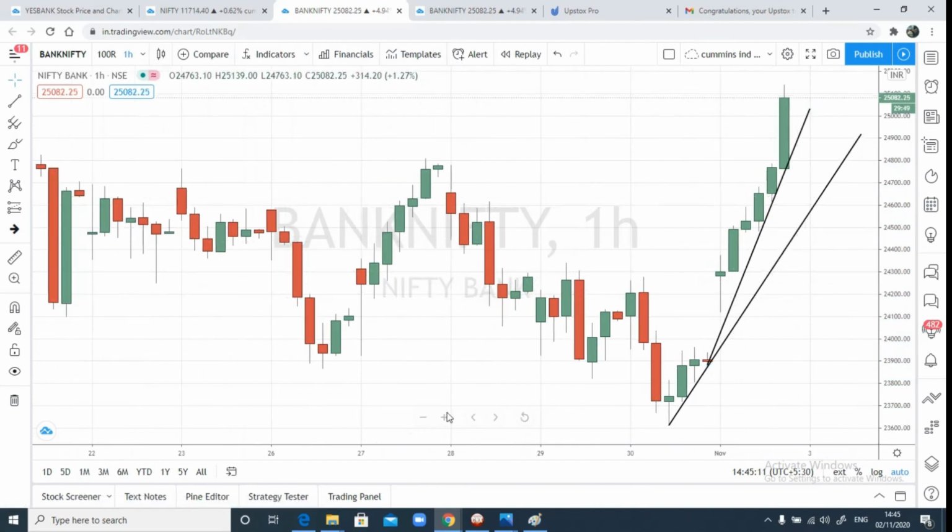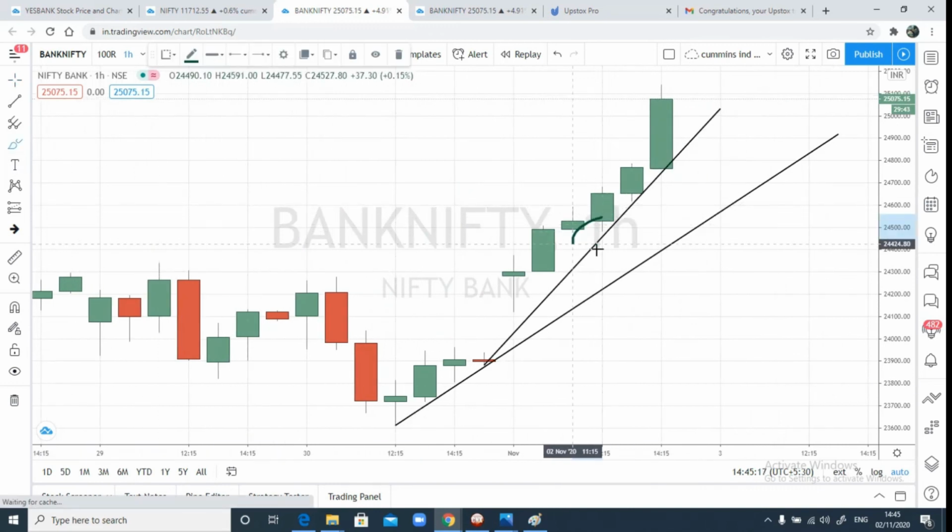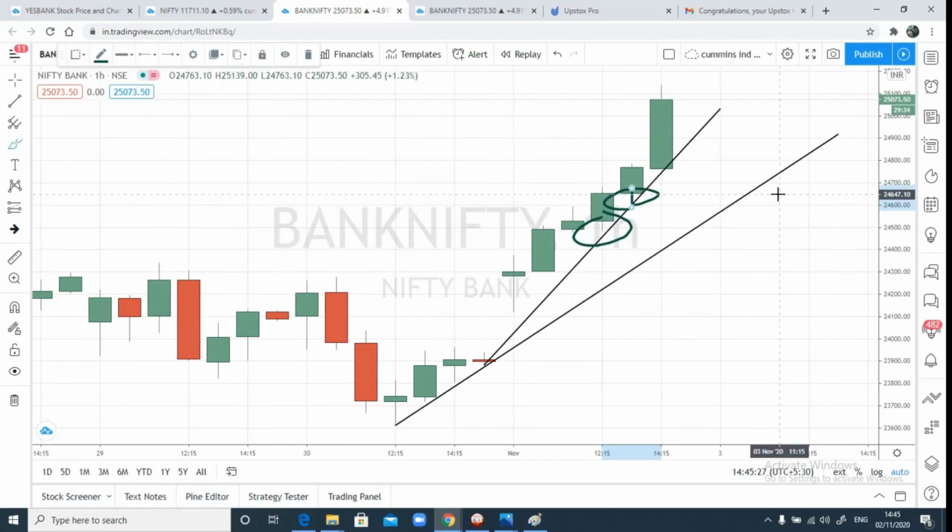You can see the prices have taken good support at the trend line here, and it has been moving on the upside. Well guys, this is how I draw the uptrend line, and this is how you have to try drawing an uptrend line on the candlestick chart.